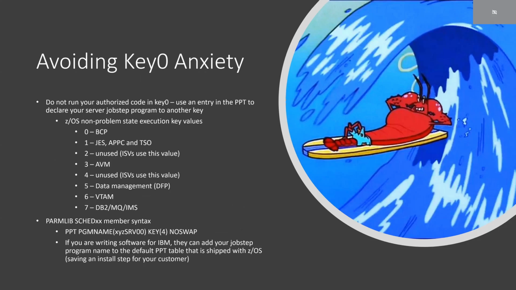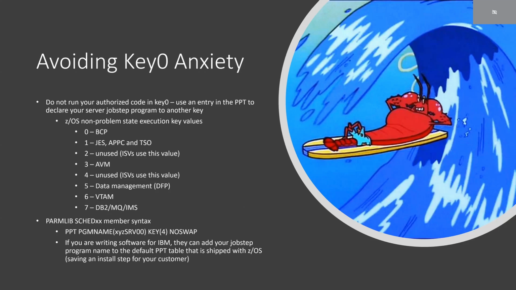So how do I get over key 0 anxiety? Right. So the most obvious thing is don't have your code, authorized code, running in key 0. Use an entry in the PPT to declare your server object program to another key. And this is what we do at Rocket for a lot of products. We will have a key that we use that's between the ranges of 0 and 7, and we will run in that key.